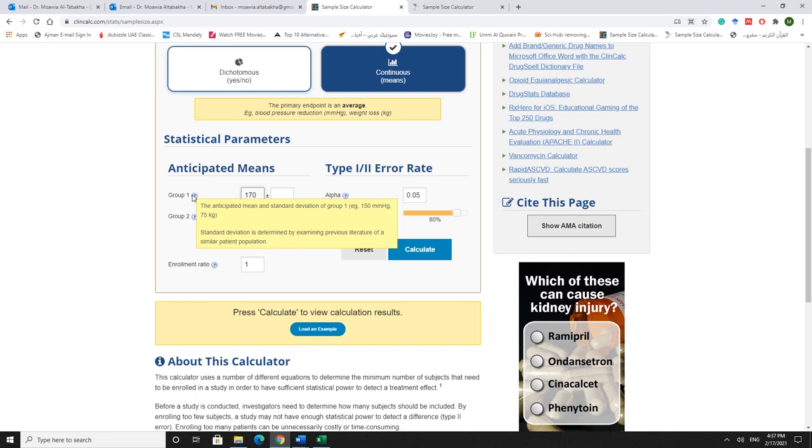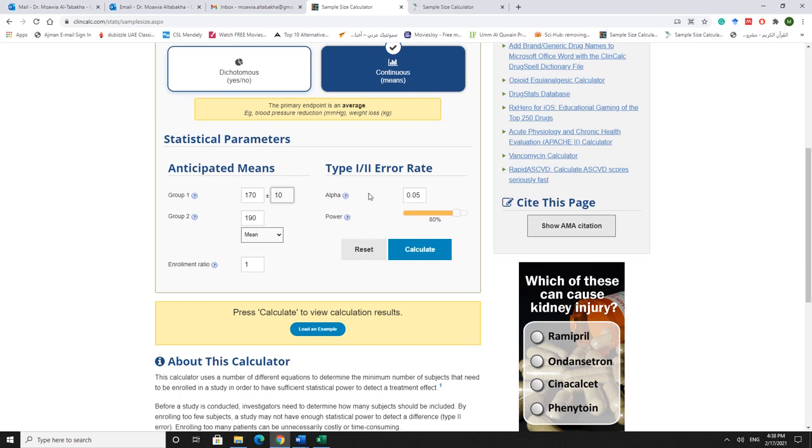Of course, how do you know the standard deviation? You need to look at previous literature, or you can use what you expect. For example, according to the drug given in group 2, I expect a standard deviation of 10. And remember, the higher the standard deviation, which is variability, the higher the variability, the higher is the sample size, and I will show you now.